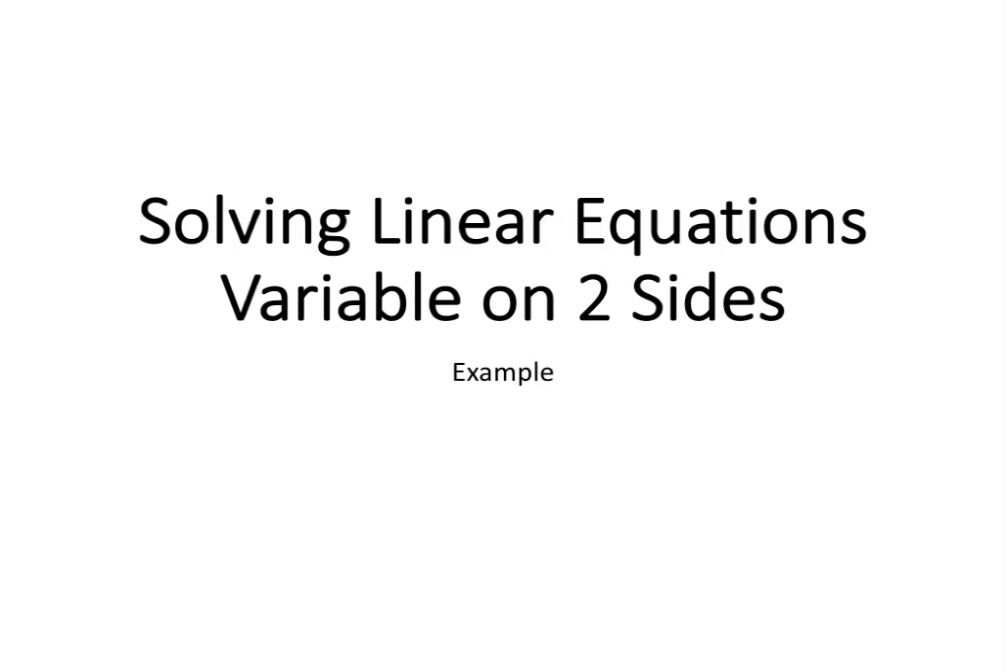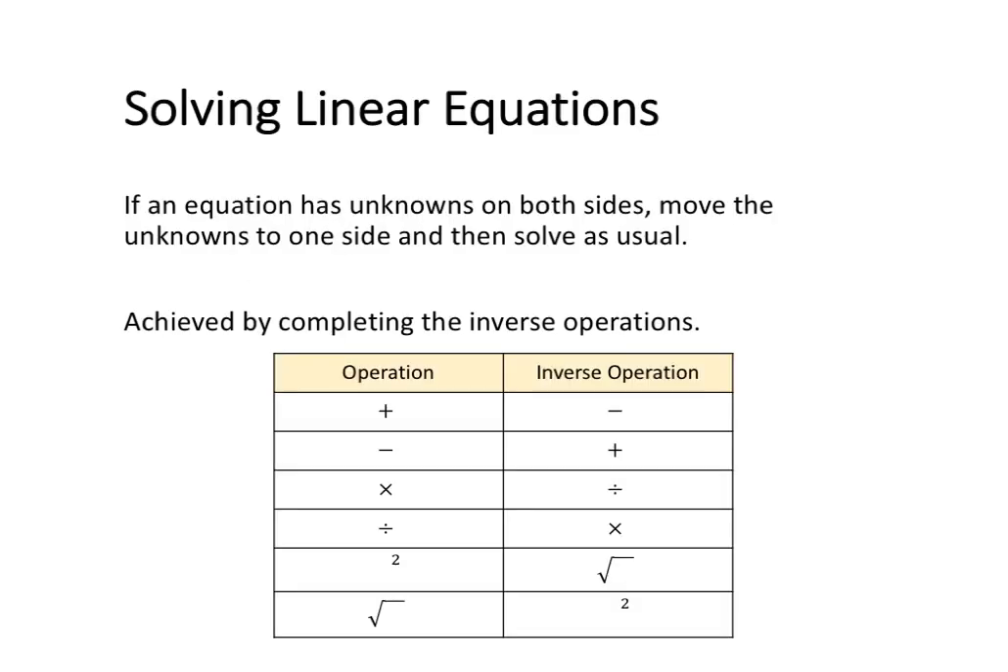In this video, we're going to have a look at how to solve linear equations to find an unknown variable, where the variable appears on both sides of the original equation. If we've got an equation that has an unknown variable on both sides, the first step is to move the unknown variables onto one side and then solve the equation by rearranging and doing our inverse operations.